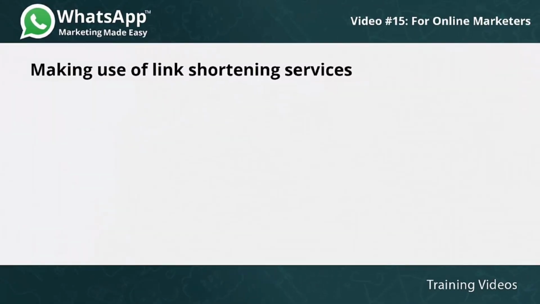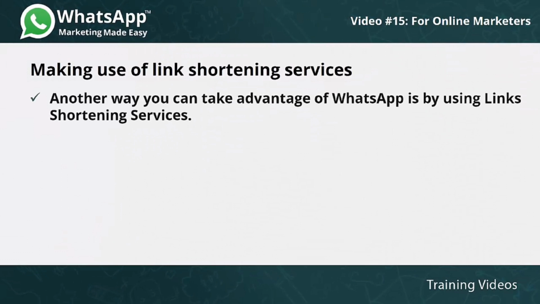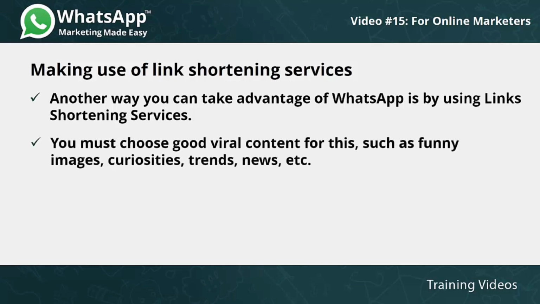Making use of link shortening services. Another way you can take advantage of WhatsApp is by using link shortening services. For example, if you want to share a URL on any topic to your contacts, instead of simply sending the entire URL, you can register for a link shortening service. Once there, you paste the URL you want to share. Copy the short URL they provide for you, and that is the URL you are going to share with your contacts. You must choose good viral content for this, such as funny images, curiosities, trends, news, etc.